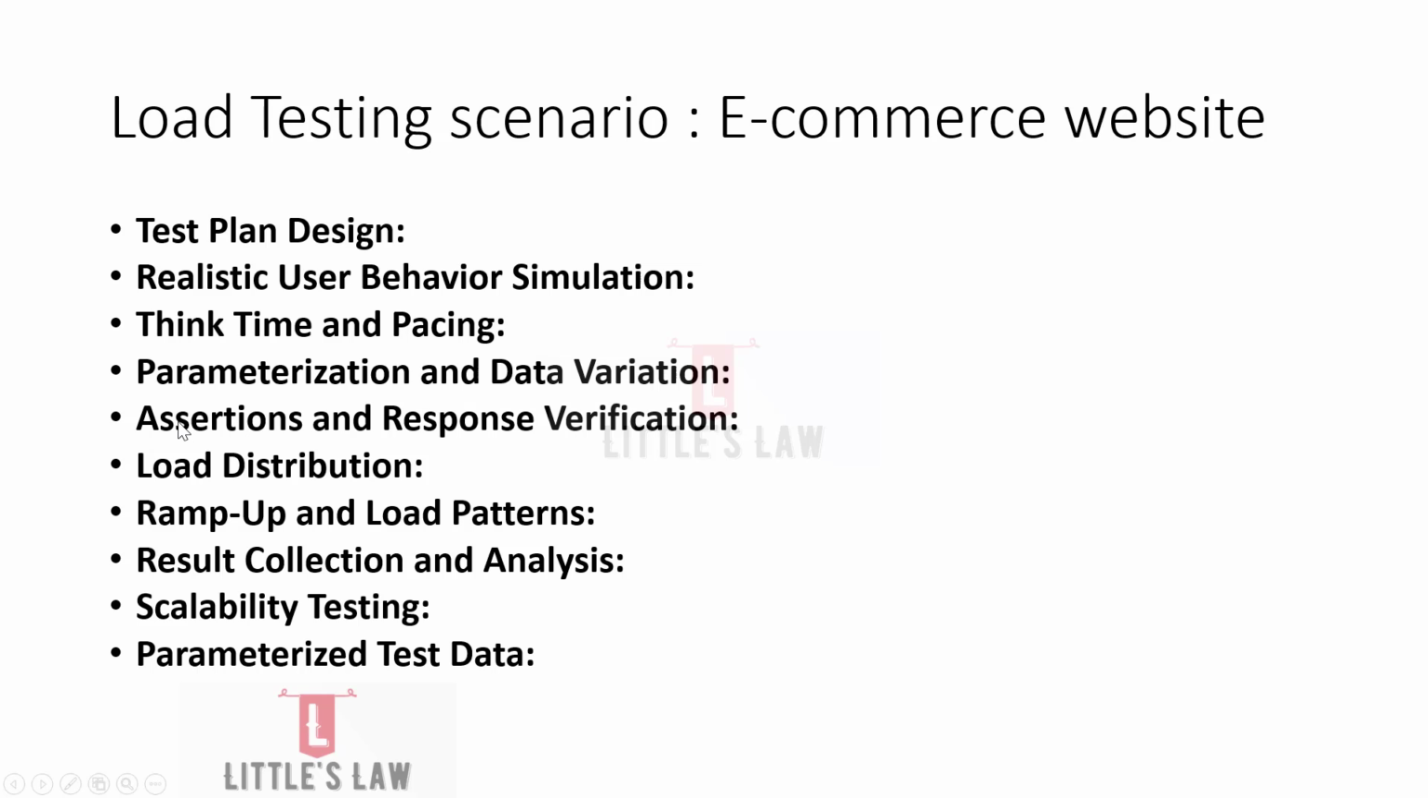Then coming back to the fifth point, which is assertion and response verification. So we have to add assertions to validate responses. For instance, we have to check if the product details page returns expected content. So assertions help us to identify any discrepancies between expected and actual behavior.